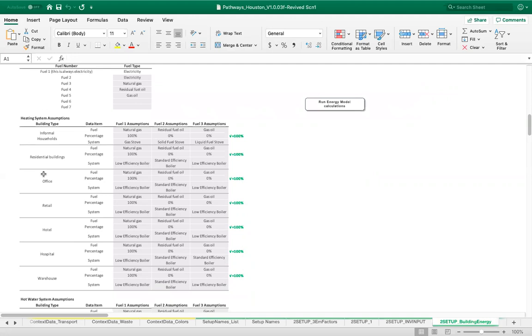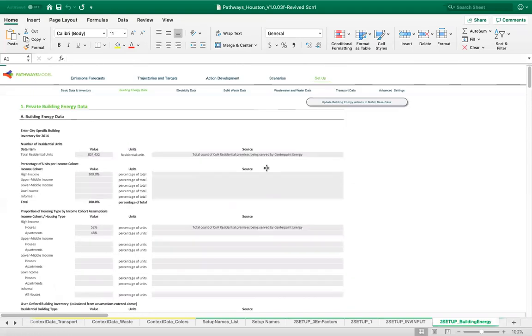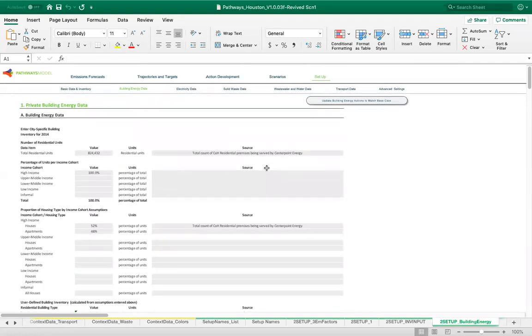So really all this model is doing is building up the base case for the city as it stands now, so that it can be calibrated against the greenhouse gas emissions inventory. The inventory that is supplied by the city through the GPC, the Global Protocol for Greenhouse Gas Emissions at the community scale, is what underpins the baseline emissions.